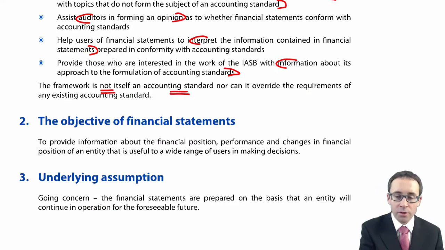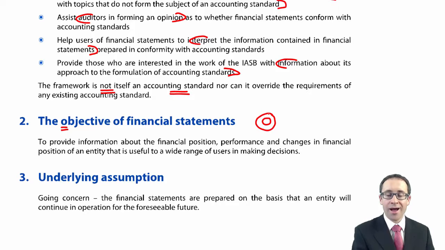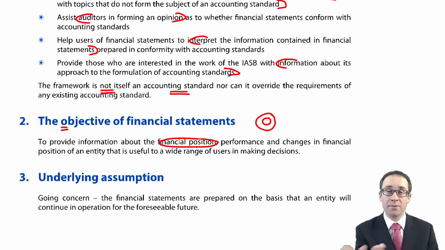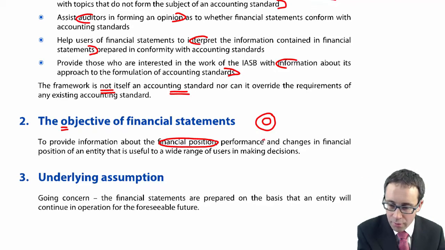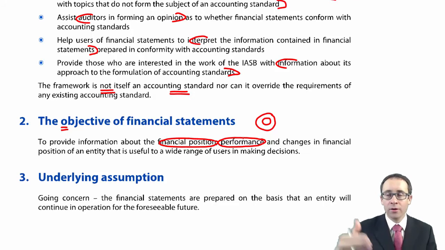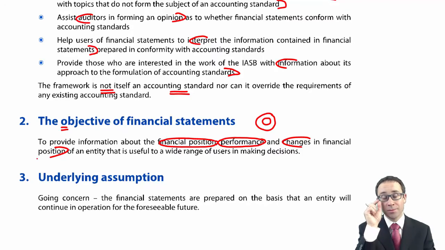Okay. Next, what we've got on the hit list is O for the objective of your financial statements. And the objective is that your financial statements should show you information about the financial position, which is shown in your statement of financial position, so the assets, the liabilities, and equity. It should also give you information about your performance, so looking at your income, less your expenses, to give you your profit or loss. And then your changes in financial position.